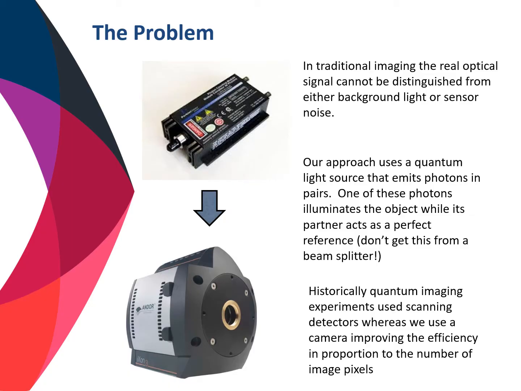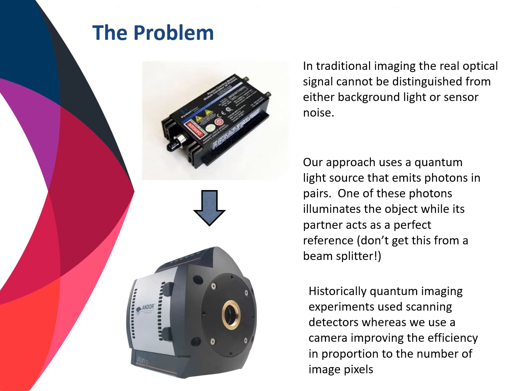In conventional microscopy, or even in traditional imaging in general, the real optical signal cannot be easily distinguished from background light or detector noise. Our implementation uses a quantum light source that emits entangled photon pairs that are spatially correlated. One of these photons illuminates the object while its partner acts as a reference, and we utilize these quantum correlations to enhance our imaging relative to the classical case.